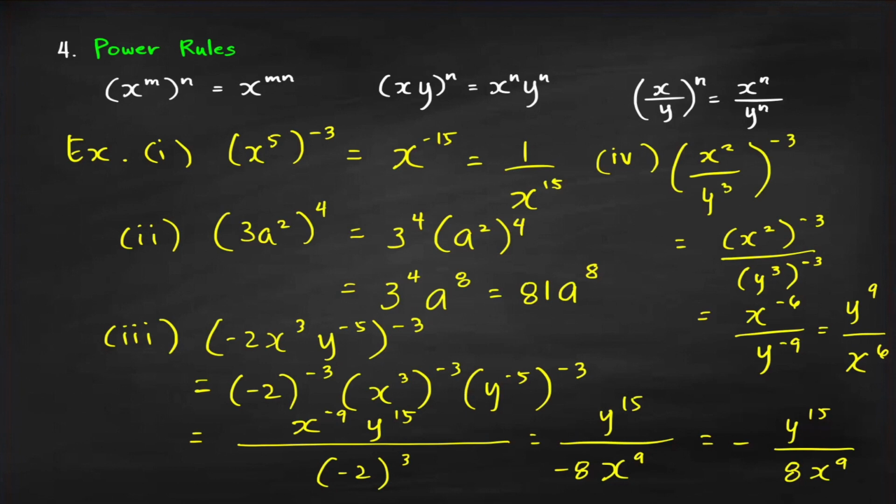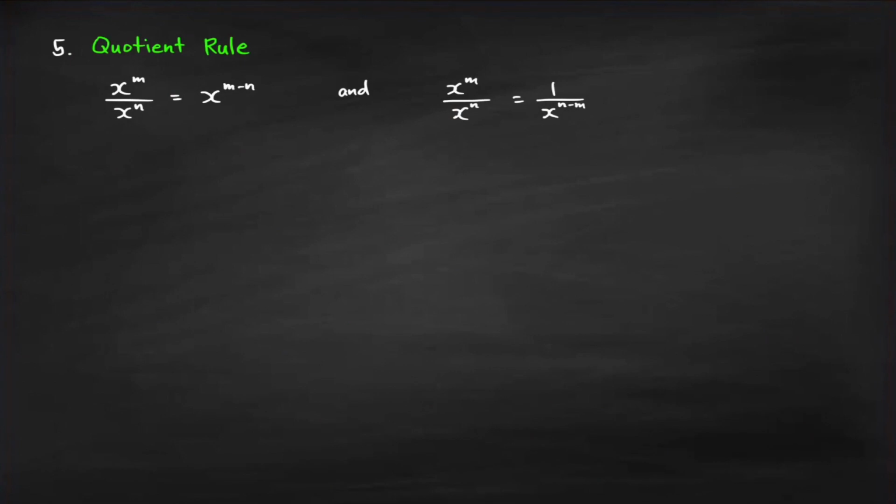Now, let's move to the last exponent rule. So here we have the quotient rule. This quotient rule says that when you divide like bases, x to the m and x to the n, you only subtract the exponents. So you copy the same base x, and you subtract the exponents, m minus n. So the power of the numerator minus the power of the denominator.